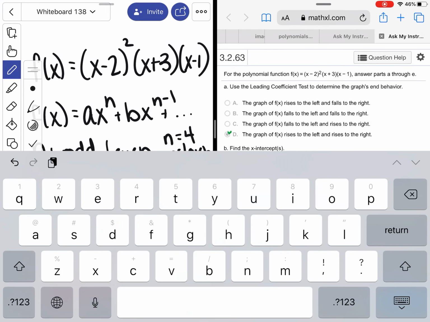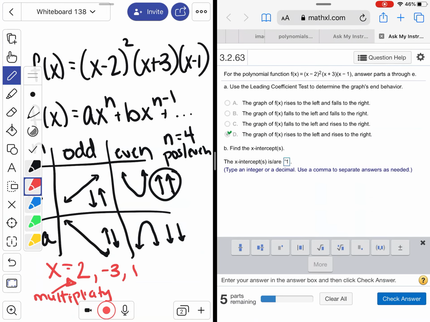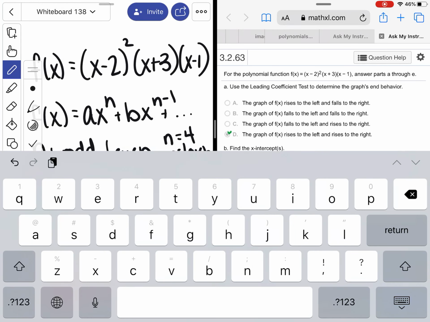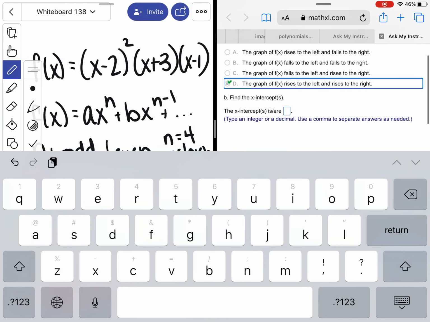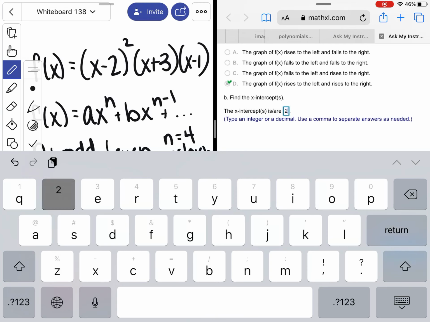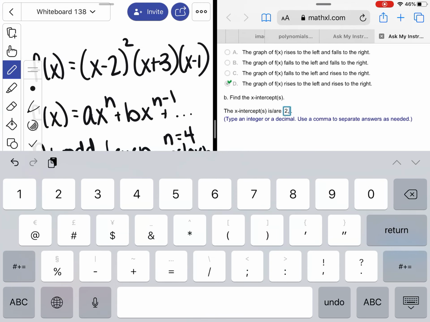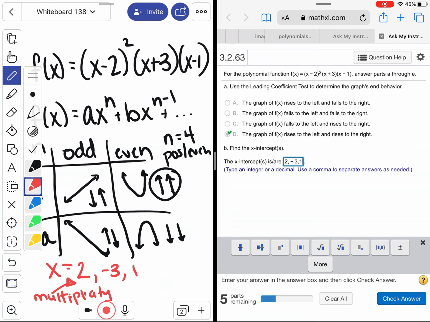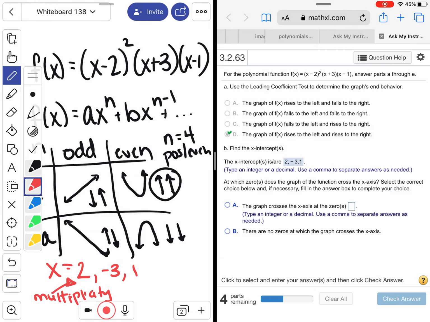Struggling to type these in. Hold on one second. Let me get these typed in. There we go. Type those in. So I get +2, -3, and 1. Check those there.